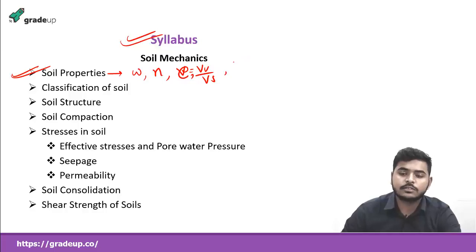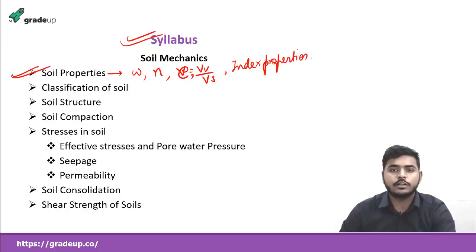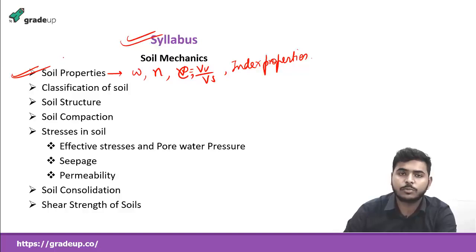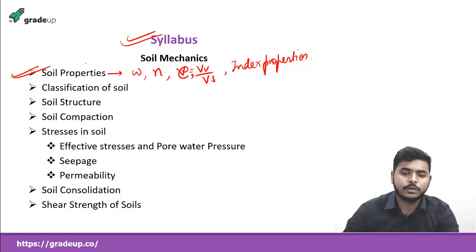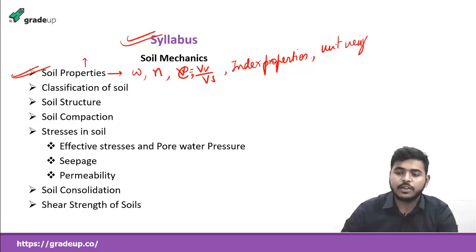And then we will be discussing index properties, the grain size analysis. All this will be covered in great detail, and this is very important from the numerical point of view, because every year many questions are asked from this part. This is actually the base, so unless you understand the basic soil properties, you won't be able to move ahead. And you will also be studying different types of unit weight of soil. There are basically 5 types of unit weight you will be studying in great detail.